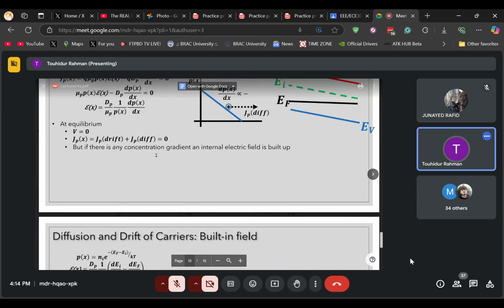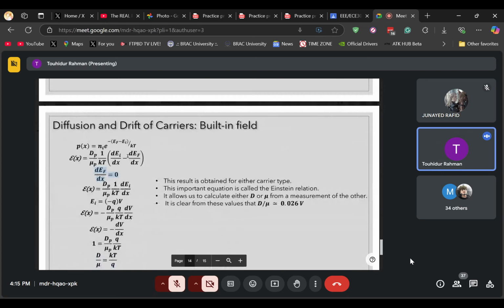Considering those two conditions, concentration difference and external voltage equal to 0, we derived this equation for built-in electric potential. And also we know p, the total number of holes, can be written as ni e to the power minus (Ef minus Ei) divided by kT. If we replace this value of p here and also the derivative here, we should be able to derive this form of equation.